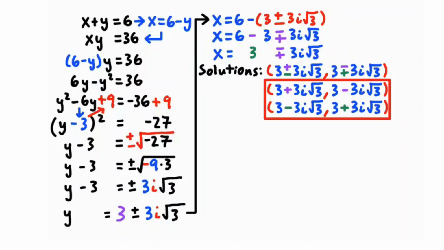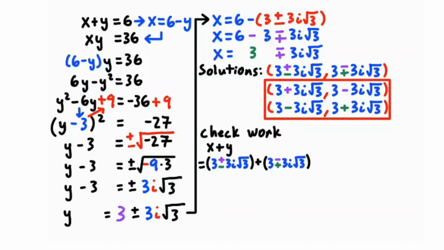The solution does look weird, so good habit, check your work. So x plus y, does it equal 6? So we have 3 plus or minus 3i root 3 plus 3 minus or plus 3i root 3. Instead of checking both solutions separately, let's just check them together. Notice that we're adding two conjugates together. So when we add two conjugates, the beginning part, 3 plus 3, is 6. And the latter part of the conjugate, plus or minus 3i root 3 plus minus or plus 3i root 3, will cancel each other out and create 0. So x plus y is equal to 6, which works out.